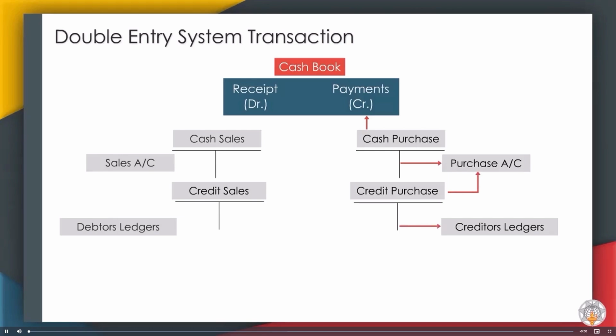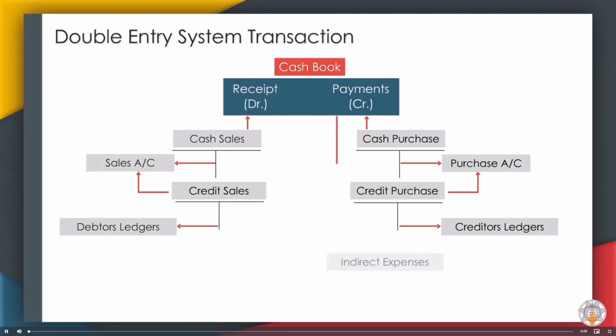We sold some goods and received cash. In this case, we are getting cash immediately, so cash receipt and sales account will affect. We sold some goods on credit. In this case, as we are not receiving cash immediately, so sales account and debtors ledger will affect.